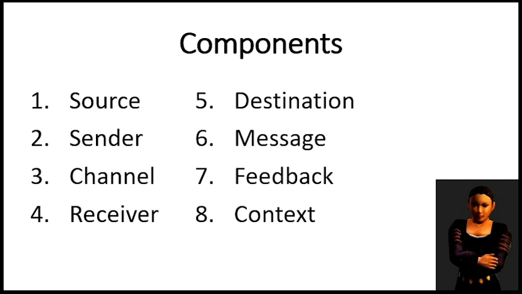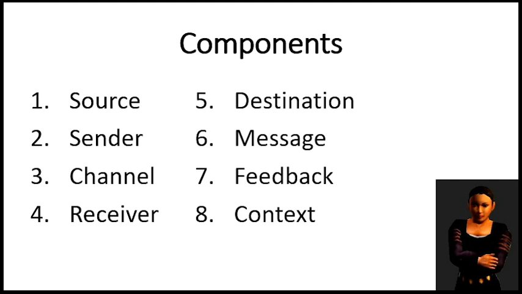Then the 6th component is the message itself, or the information that is being exchanged. Then the 7th component, feedback. Remember, in the last slide we talked about communication being a two-way process. So communication cannot be complete unless there is feedback. It may be as simple as an acknowledgement to the message received, or it may be a query, or it may be an answer. The response from the destination is the feedback.